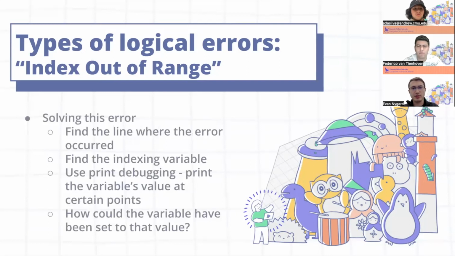So in order to solve this error, the first and most essential step is to find the line where the error occurred. This should be something where you get a notification in the console, so you should be able to find the line very easily. Once you do that, find which indexing variable caused the error. Like if you index into an array at index I, then you know index I is your troublemaker. At that point, go back a little bit and use some print debugging. Print the variable's value at certain points and ask yourself, how could the variable have possibly been set to that value? And once you find that location where maybe it went overboard or went too small, then you know where the issue comes from and you can start working on solving it. The exact solution will depend on the program, but that's how you can determine where this error occurred.